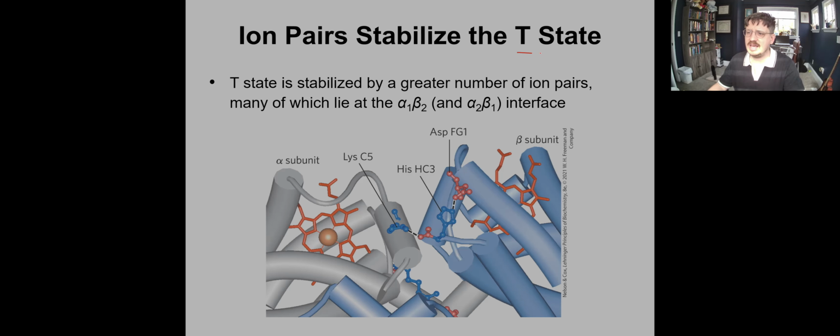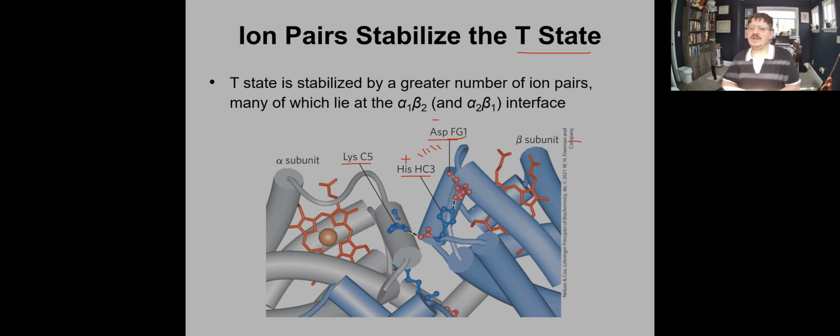Like I said, the T state is tense towards oxygen. It's actually relaxed towards itself. It's actually more stable. And it's stabilized, again, like I said, by these hydrogen bonds, hydrophobic effect, ionic interactions. A classic ionic interaction is between His, Hc3, and lysine, aspartic acid, Fg1. And aspartic acid is going to be negatively charged. Histidine, when it's protonated, is going to be positively charged. This negative and positive are going to attract each other, and it's going to stabilize and hold the protein together between them.